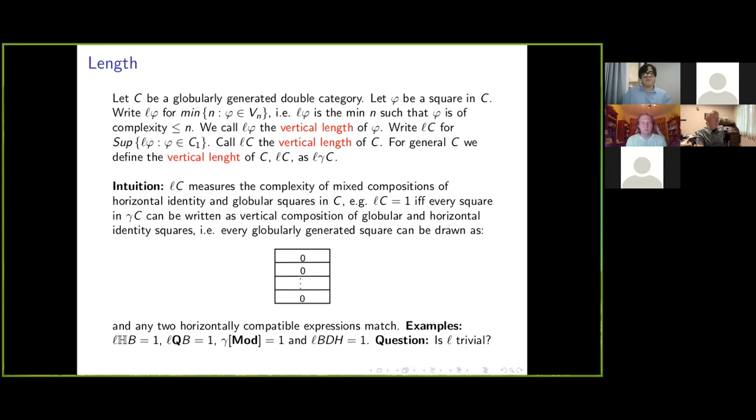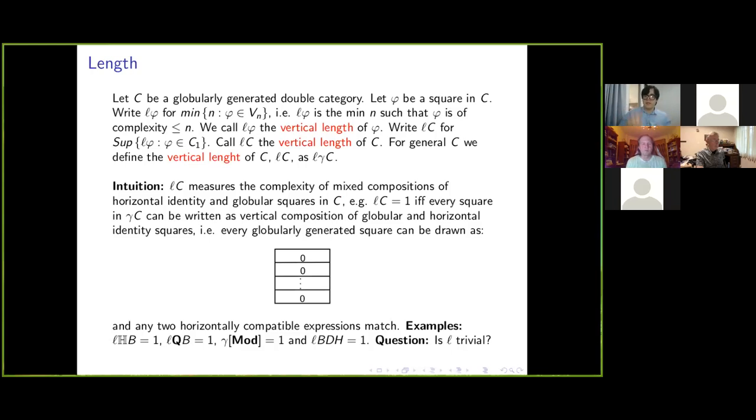Okay, so this length measures the complexity of mixed compositions of horizontal identity and globular squares on a double category C. So if a double category or a globularly generated double category L has length 1, then we can say a lot about its squares. Of course, we know that the squares are globularly generated. They can subdivide into horizontal identities and globular squares. But if this is of length 1, then we can say this subdivision is like this. So it's very easy. Every square can be made into a vertical composition of horizontal identities and globular squares.